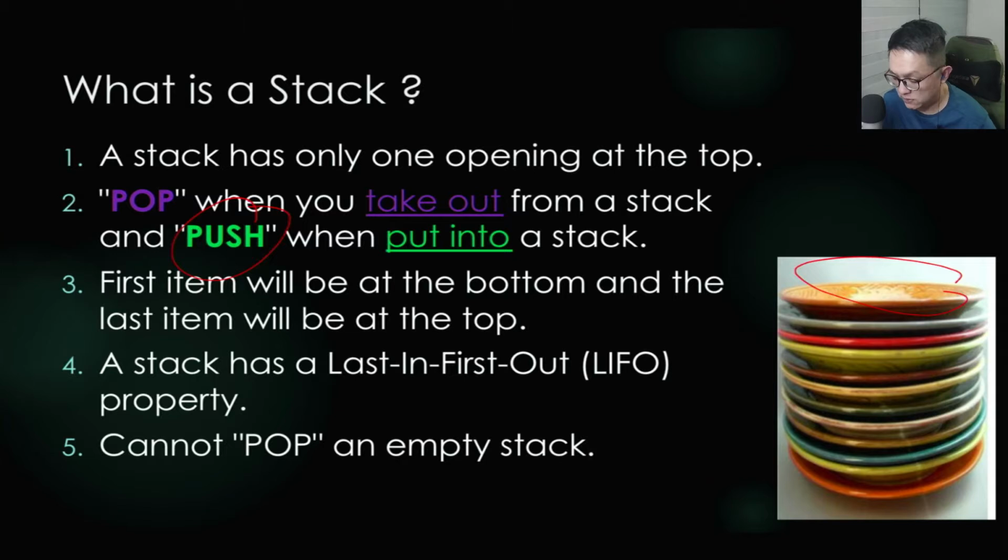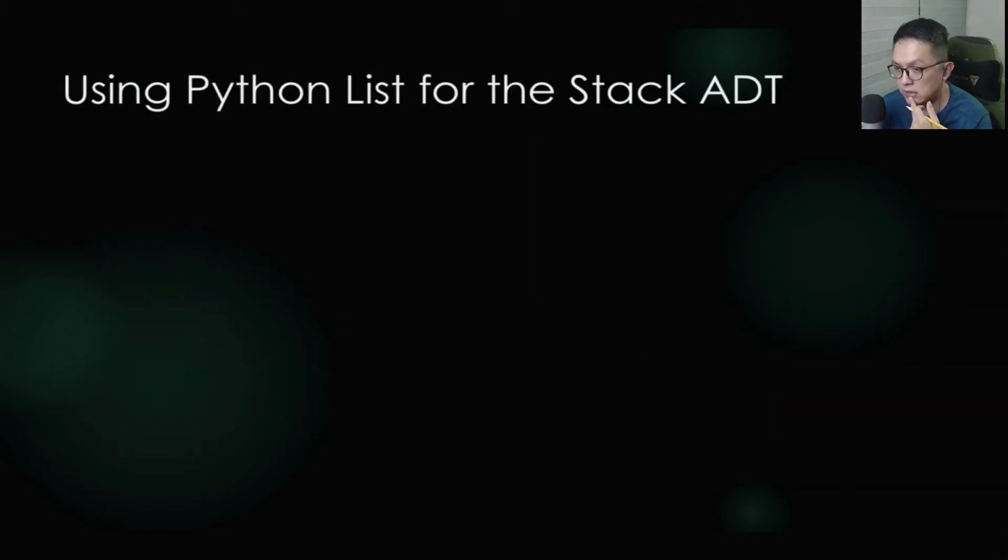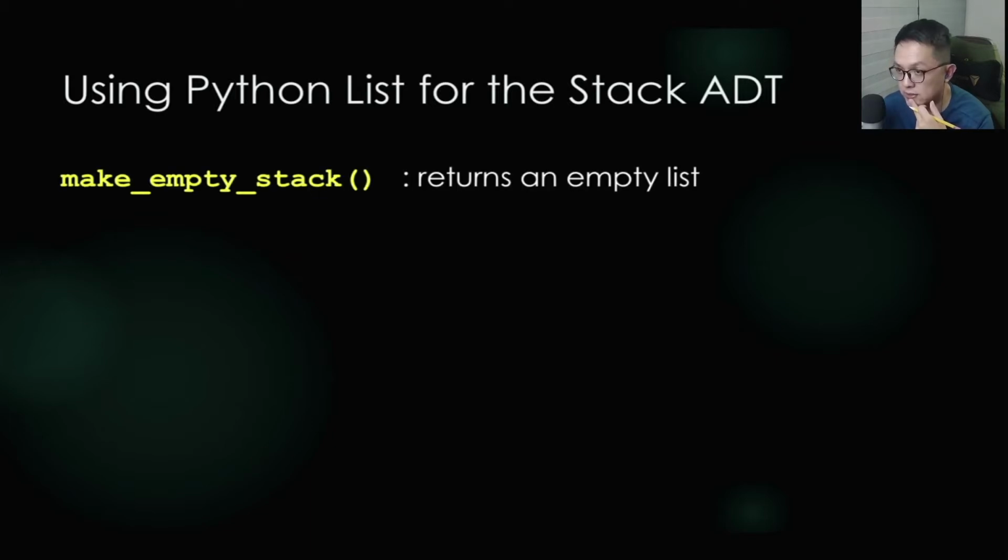So how do you implement a stack in Python? We are essentially using a list. We need to write a few accessors, a few constructors, and also how to add data and how to take out data. The first one is to make an empty stack. This one will create an empty stack, so basically you're just creating an empty list.